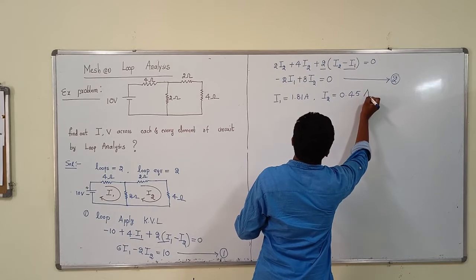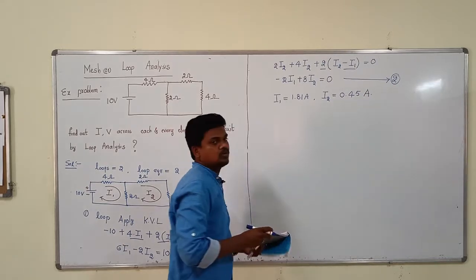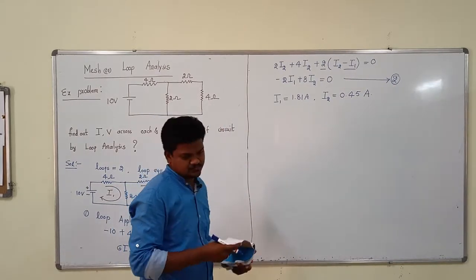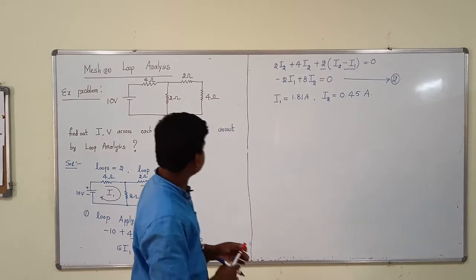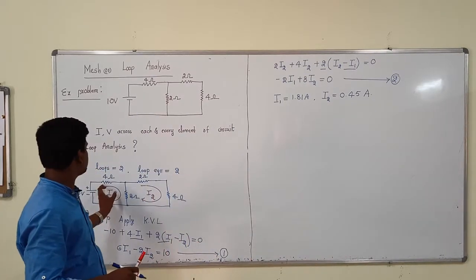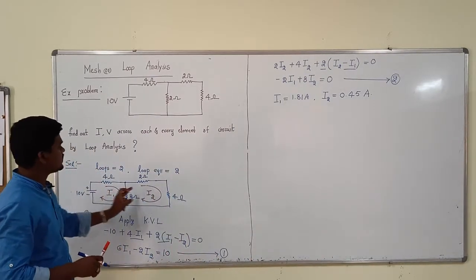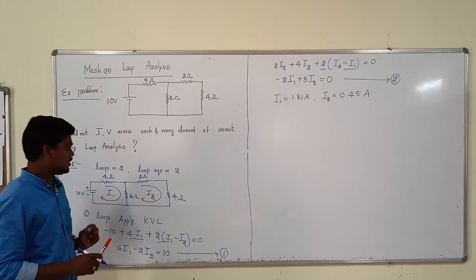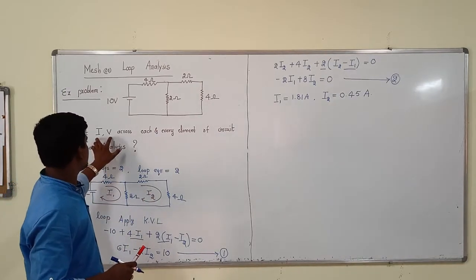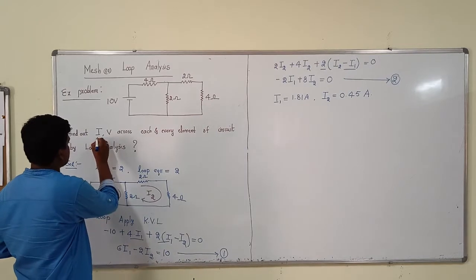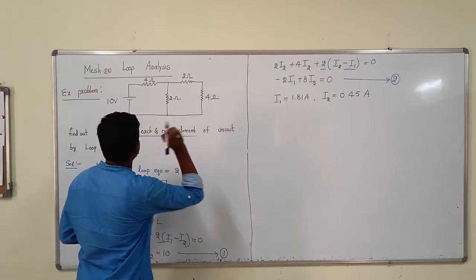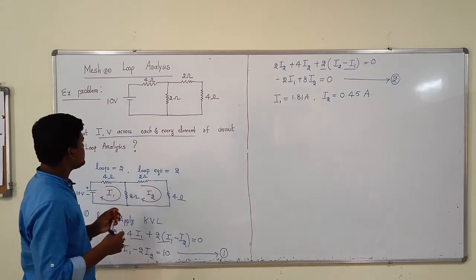So, by using a calculator, you have to find out these values, you will get this, right. But the question is, we are finding the loop currents, this is the current flowing in this loop, this is the current flowing in this loop. But our requirement, the question, is to find out the current and voltage across each and every element. So, we will go for each and every element.